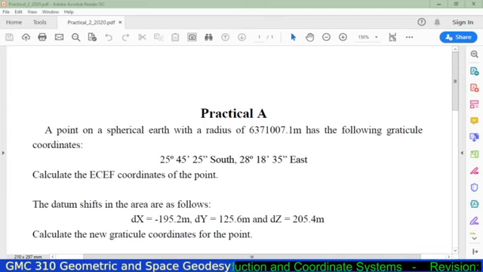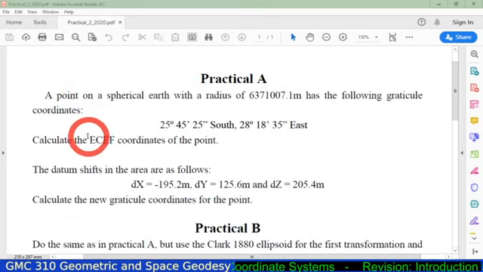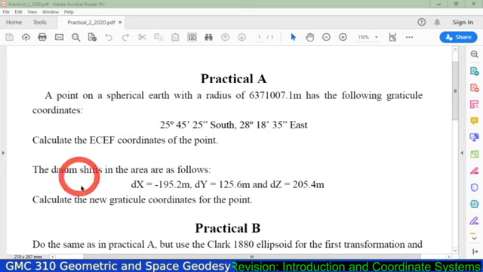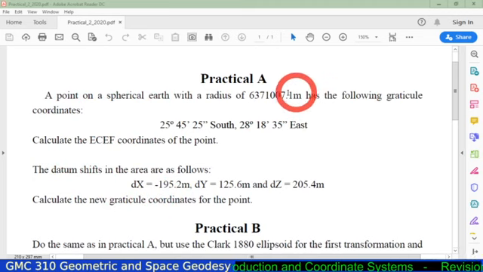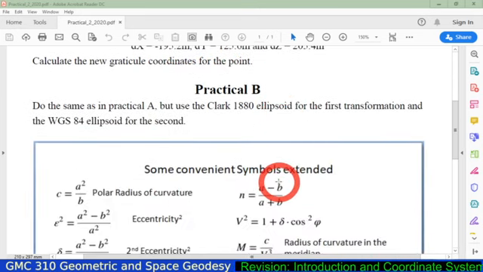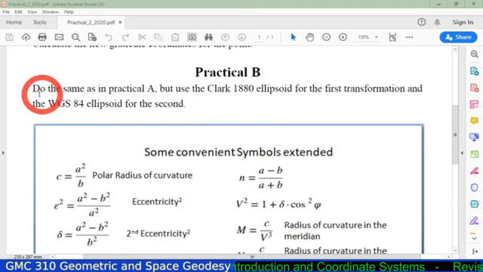And after that we did a little bit of coordinate transformations. There was specifically an assignment that you had to look at, and that assignment looked like this. You have a practical A, which has a point on a spherical Earth with a radius of that, transformed to another spherical Earth with the same radius. So it's only your translations which are applicable.